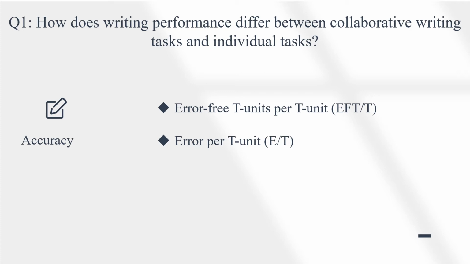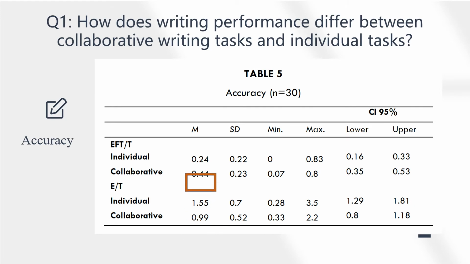Accuracy refers to a lack of errors and mistakes in the text. It was measured by error-free T-units per T-unit and errors per T-unit. As we can see, the proportion of error-free T-units is significantly higher in collaborative writing, while the proportion of errors is significantly higher in individual writing. The results suggested that the participants can produce more accurate writing when they're working with a partner.